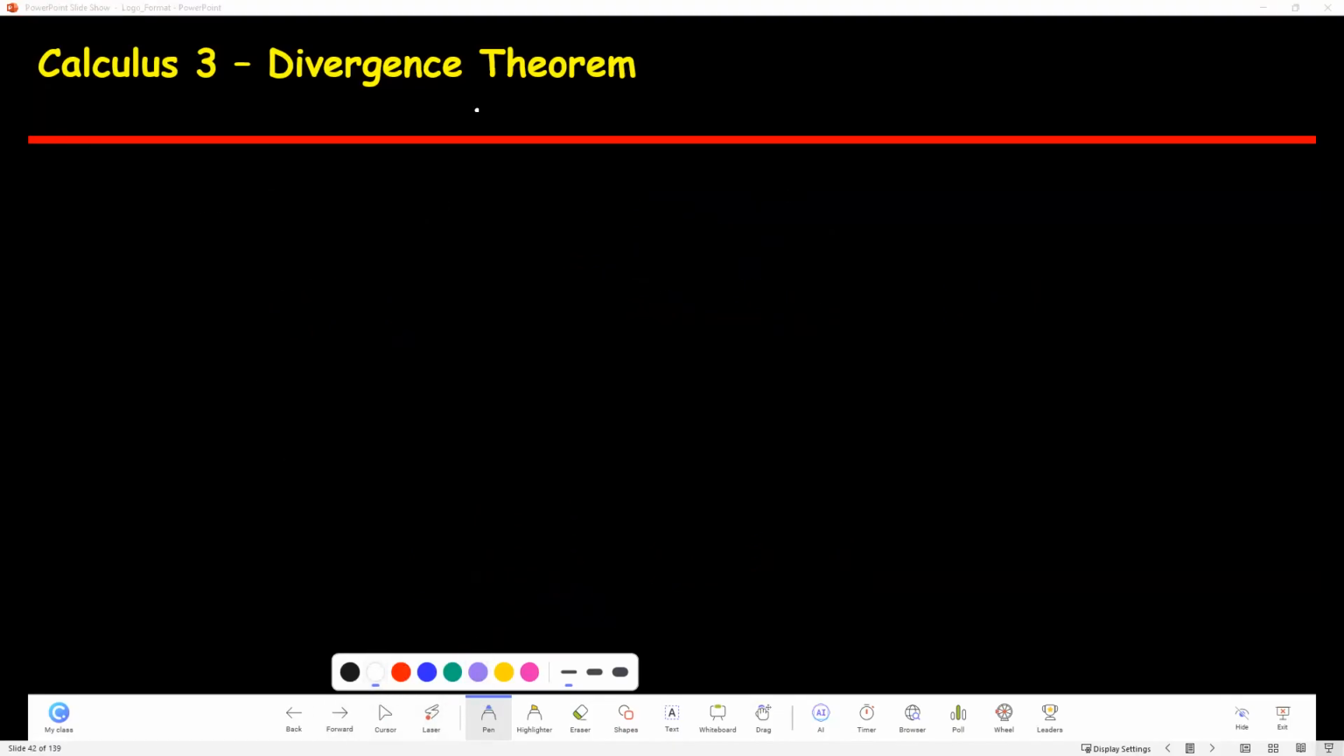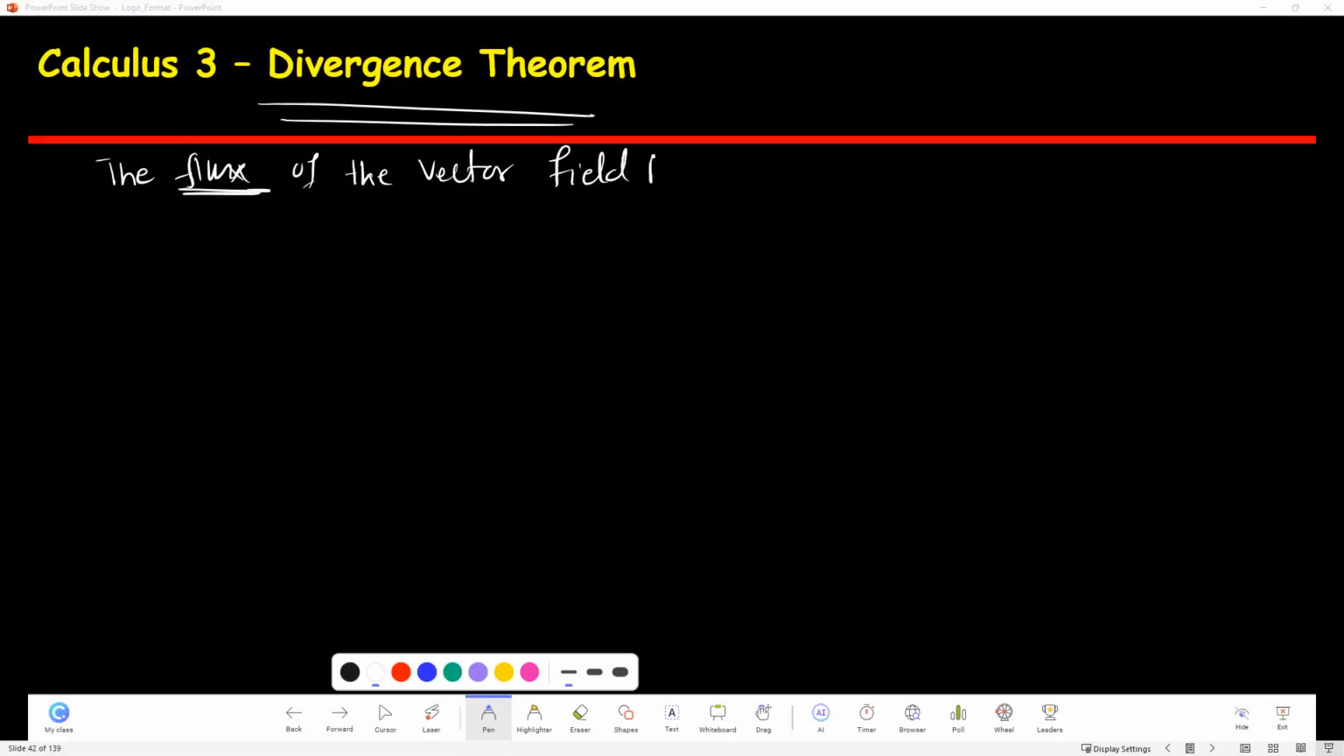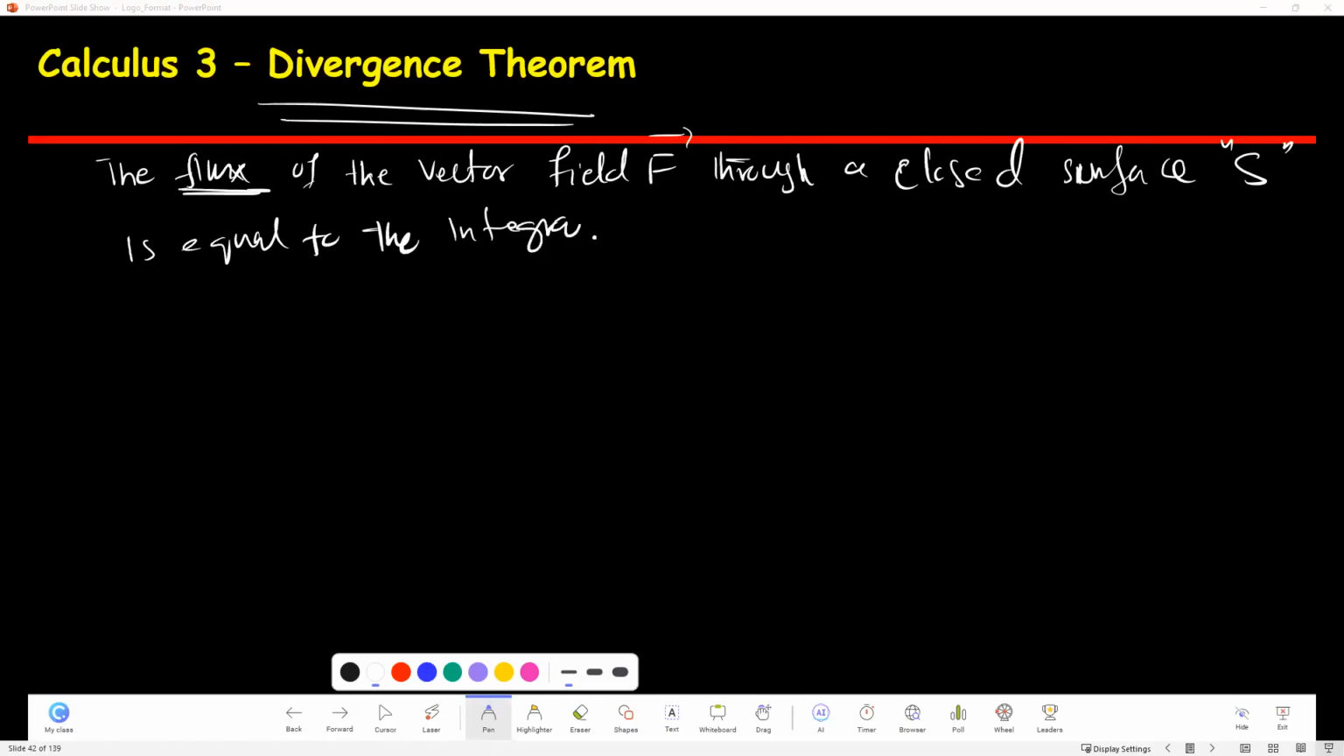Today our topic is the divergence theorem, by the way, and the flux of the vector field. The flux of the vector field F through a closed surface S is equal to the integral of the divergence of F over the entire enclosed volume.